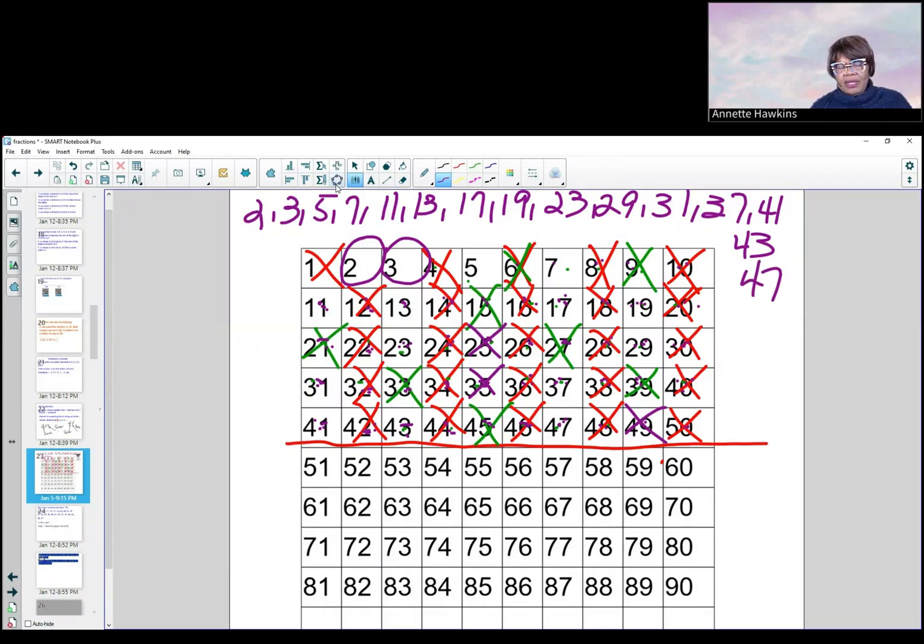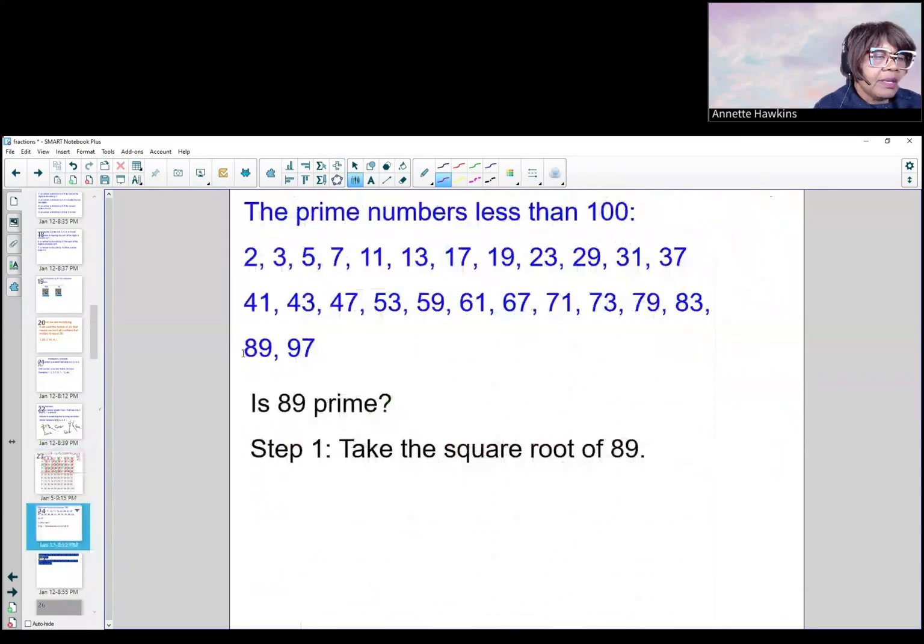So anything that you work, you should be able to work it out knowing that these are prime numbers. Okay. So here they are here. 41, 43, and we went up to 47. These are the ones less than 100, but we only went up to 50. So you should be able to do something here.